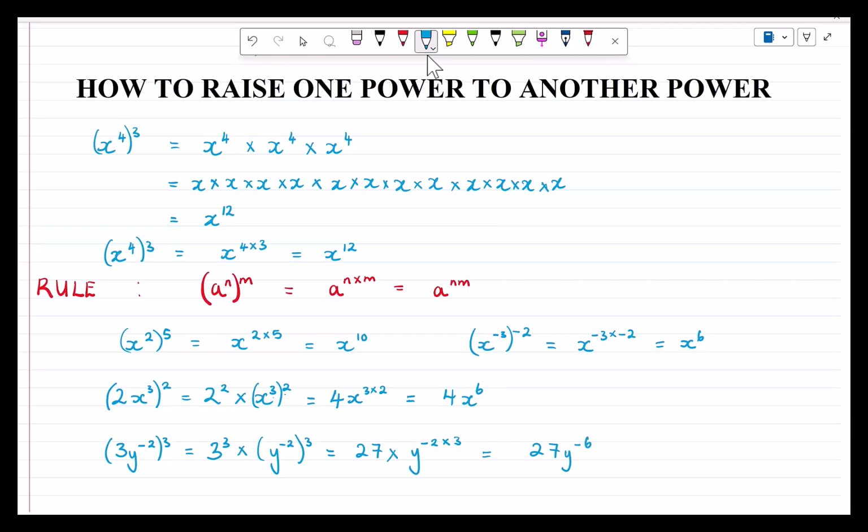So that's it, guys. When you are raising a power to another power, remember the rule a to the power of n, to the power of m. That means you multiply the powers together. Hence, you are left with a to the power of nm, which is a to the power of n times m. I hope you learned something.